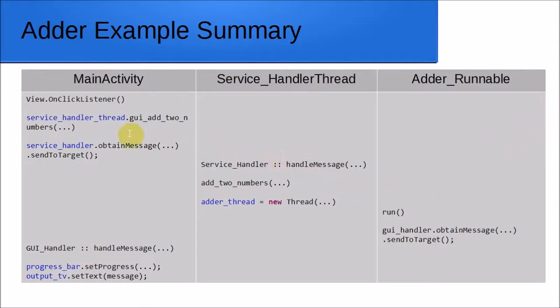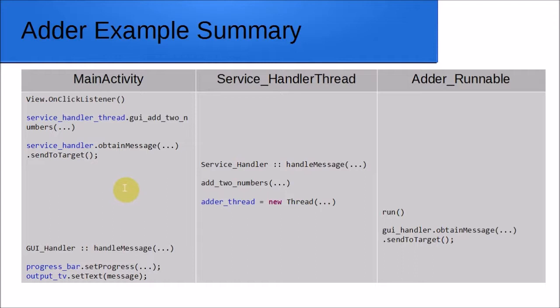So just to go over what I'm trying to do. The main activity is going to create a message, add two numbers, and in the service handler, I'm going to see that message. The message says add two numbers, and I'll create a new thread to add the two numbers. And in this thread, I'll send a message back here saying I'm done adding two numbers. So I'll code it basically using this flow from start to finish.